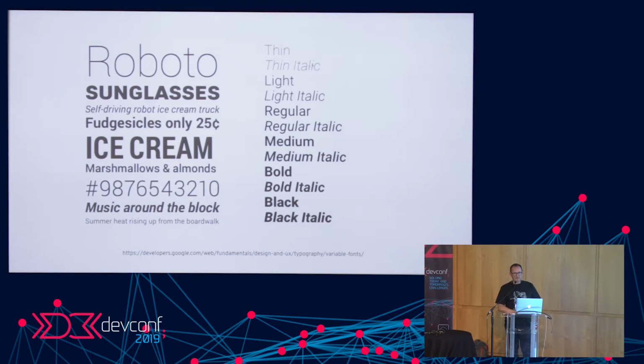And usually those would be mapped to separate font files. If you want the entire Roboto family, you need to go and load in every single one of those font files. Obviously, for performance reasons, you should never be doing that.